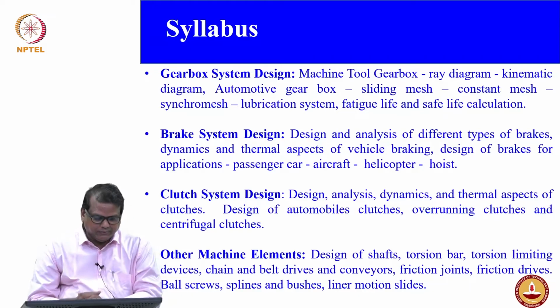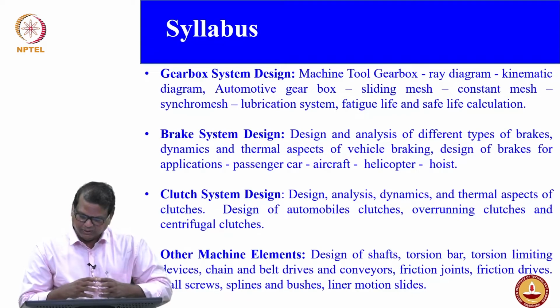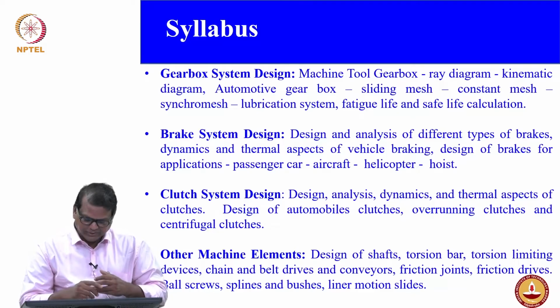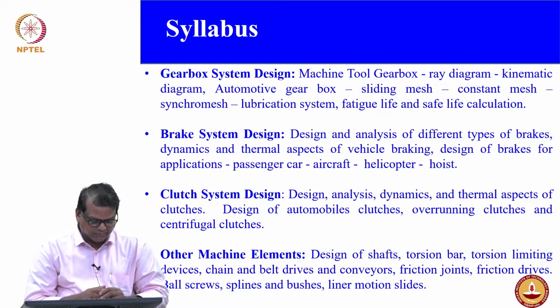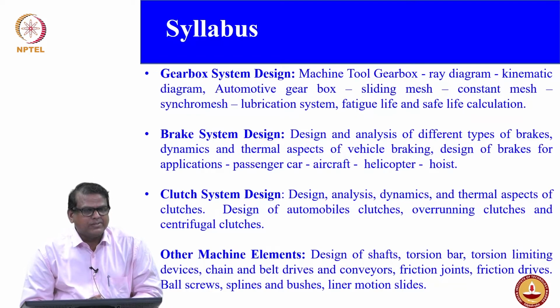Then the fourth unit covers the other machine elements: design of shafts, torsion bars, torsion limiting devices, chain and belt drives, conveyors, friction joints and friction drives. Those are the things we are going to discuss. Particularly, I will focus more on chain and belt drives, friction joints and friction drives, and if time permits I will cover ball screws, splines, bushes and linear motion slides. So these are the 4 topics we are going to learn in this course.